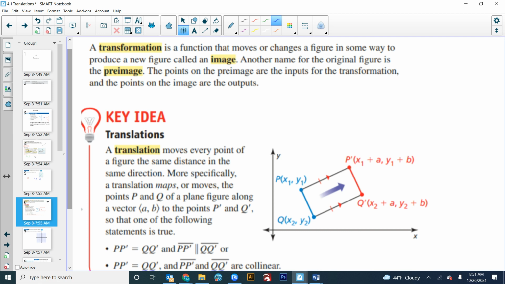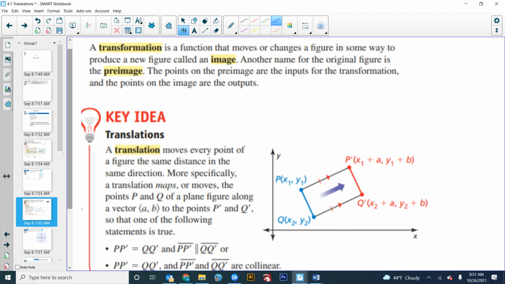So in this picture right here, can you see what's happening? They kind of color coded it for us. Can you see that it started off as segment PQ? How can I tell that's the original? There's no dash. Good. This one has the primes, right? Prime, image, new. No prime, pre-image, original. So they're taking segment PQ and translating it to P prime, Q prime.